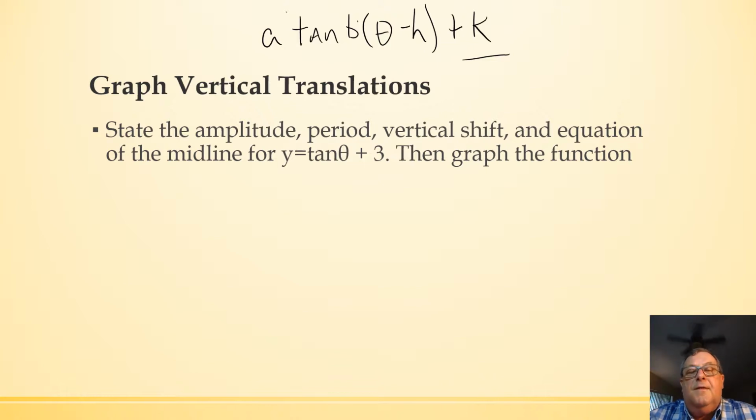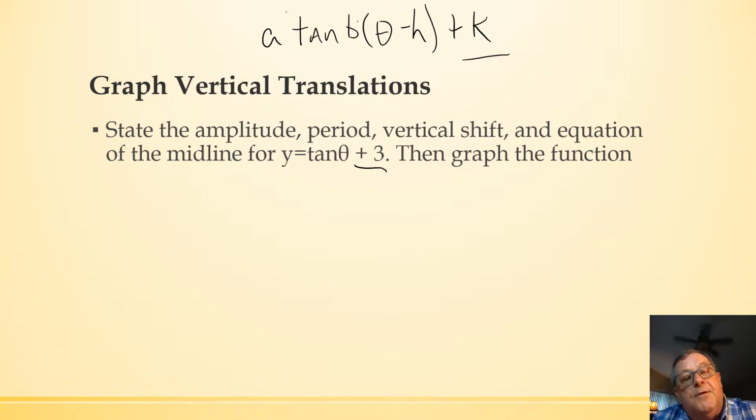So here it says, state the amplitude, period, vertical shift, and equation for the midline for y equals the tangent of theta plus 3. Now notice that this plus 3 is not in a parentheses along with theta. If it was, then that would be a phase shift, but if there was a parentheses, it would be sitting outside, and that represents this vertical shift.